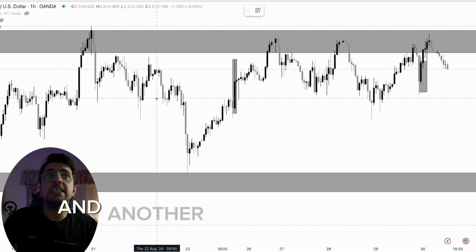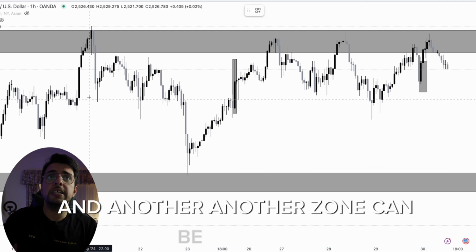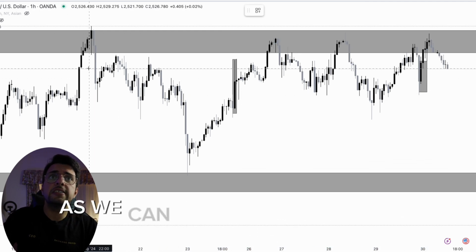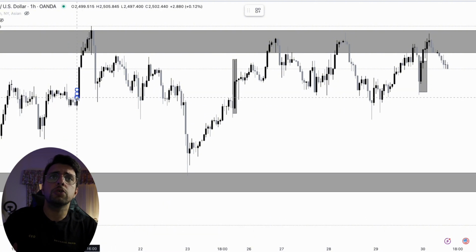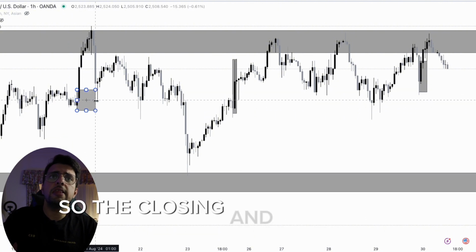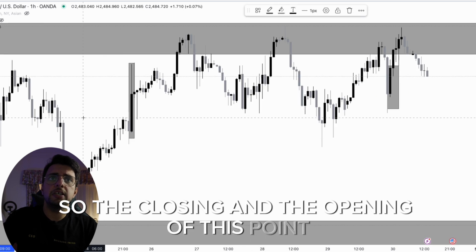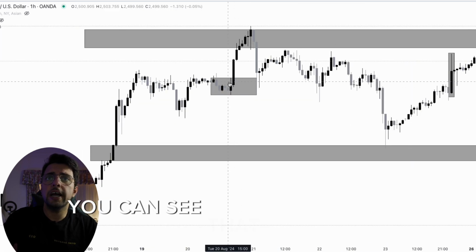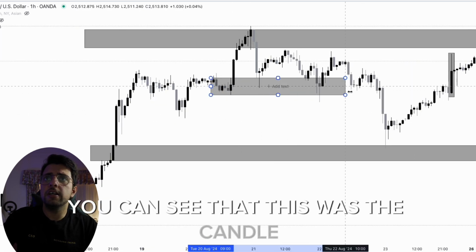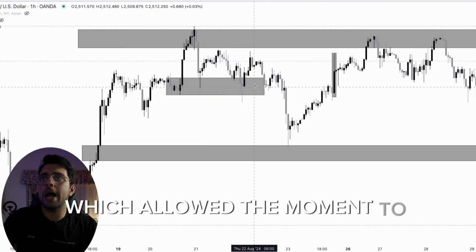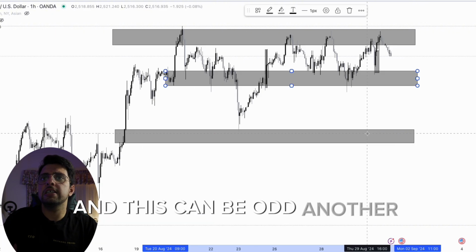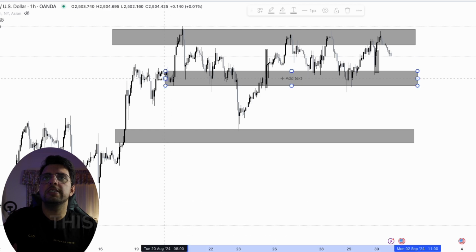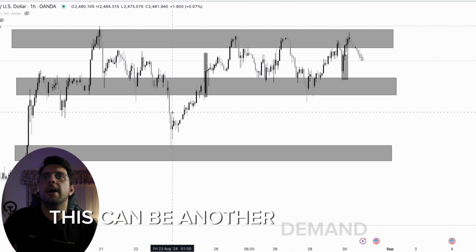And another zone can be this one. As we can see, there was a huge bullish movement. So the closing and the opening of this candle, you can see that this was the candle which allowed the movement to happen, and this can be our another demand zone.